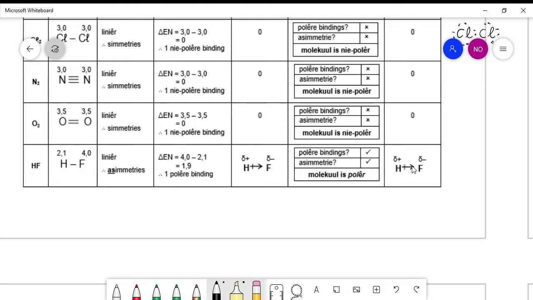So this arrow indicates the tendency of the movement of the electrons. In other words, the electrons will tend to spend more time on the fluorine atom. So they will move slightly towards there, and therefore you get a slight negative charge on the fluorine, and you are left with a slight positive charge on the hydrogen. So it will have a positive side and a negative side.